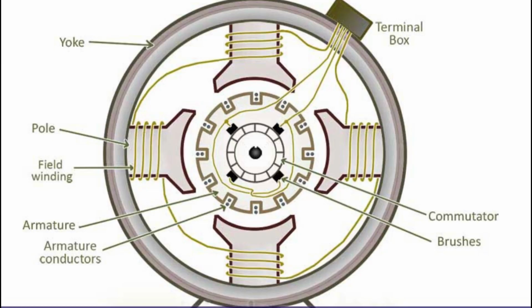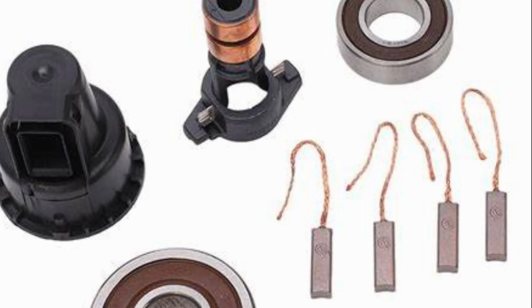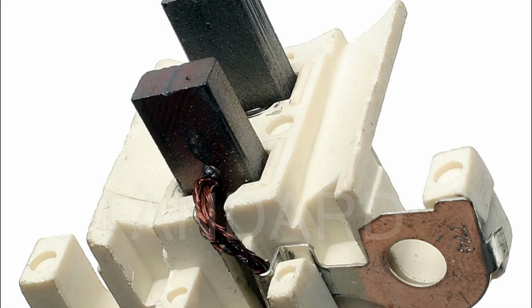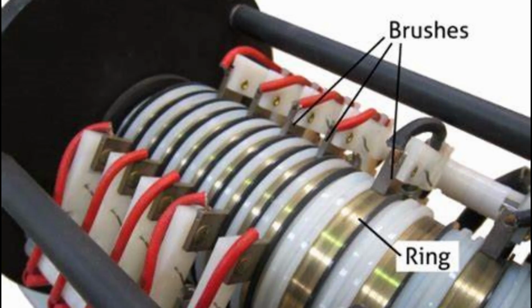Now, regarding the brushes in the alternator. Brushes are crucial components in an alternator that facilitate the transfer of electrical power between the stationary and rotating parts of the alternator. They are typically made of carbon and are mounted on the stationary part of the alternator, called the brush holder. The brushes are held against slip rings attached to the rotor shaft.